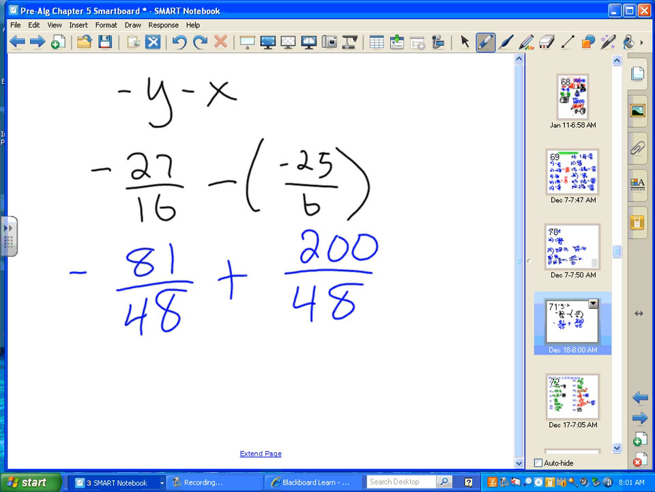Yeah, that's probably the problem. 2 negatives back to back changes to a positive, so those change to a plus. Okay, I'm guessing your only problem is, Annalise, that you did not convert them correctly, or you just didn't convert them at all. At this point, after you add, you get 119 over 48, which is the same thing as 2 and 23 over 48. Okay.